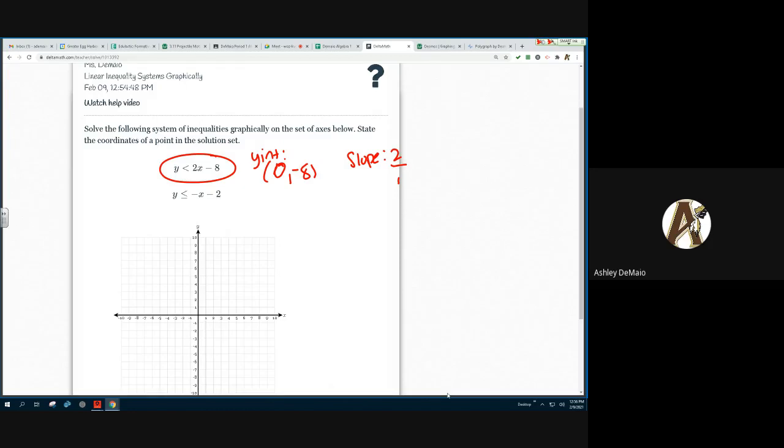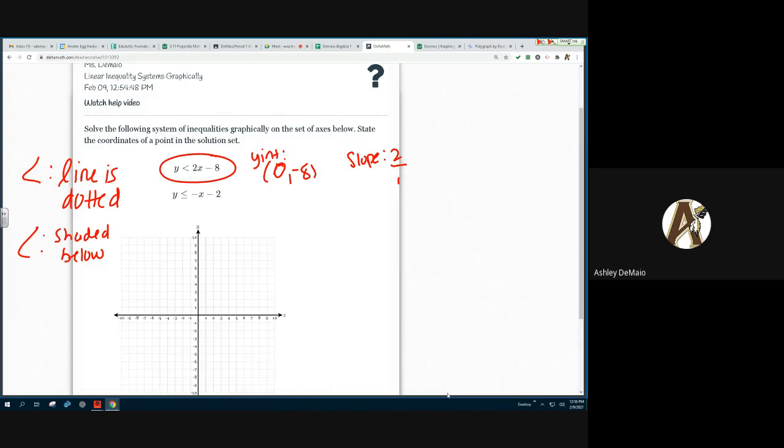Our sign is less than. So less than is going to tell us that our line is going to be dotted, because there's no less than or equal to. Those points on that line are not included. And it's going to be shaded below. Okay? So now if we want to graph this line, we can use our y-intercept and our slope.